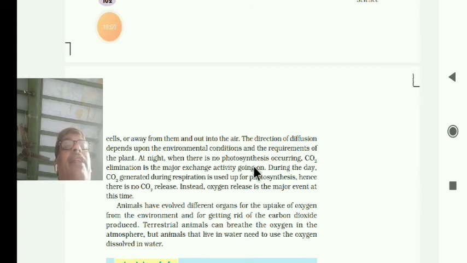At night, when there is no photosynthesis occurring, CO2 elimination is the major exchange activity going on. During the day, the carbon dioxide generated during respiration is used for photosynthesis, so there is no release of carbon dioxide, and oxygen is given out. At night, oxygen is used and carbon dioxide is given out.